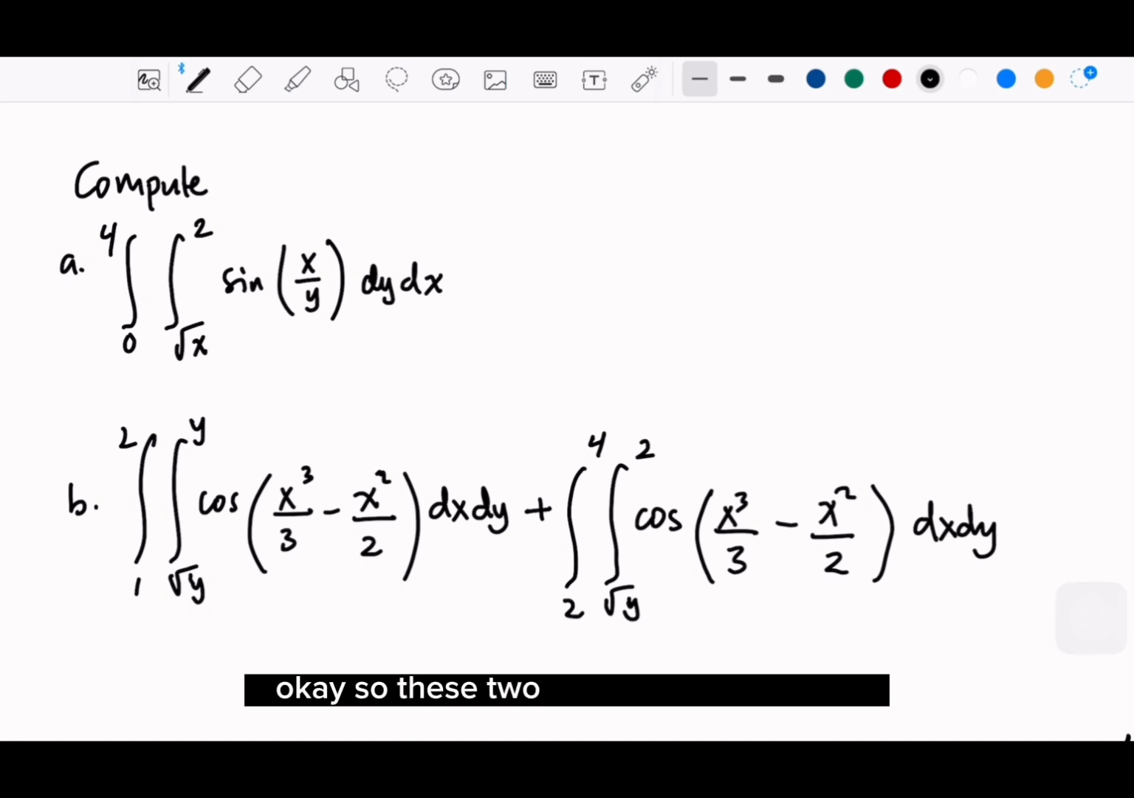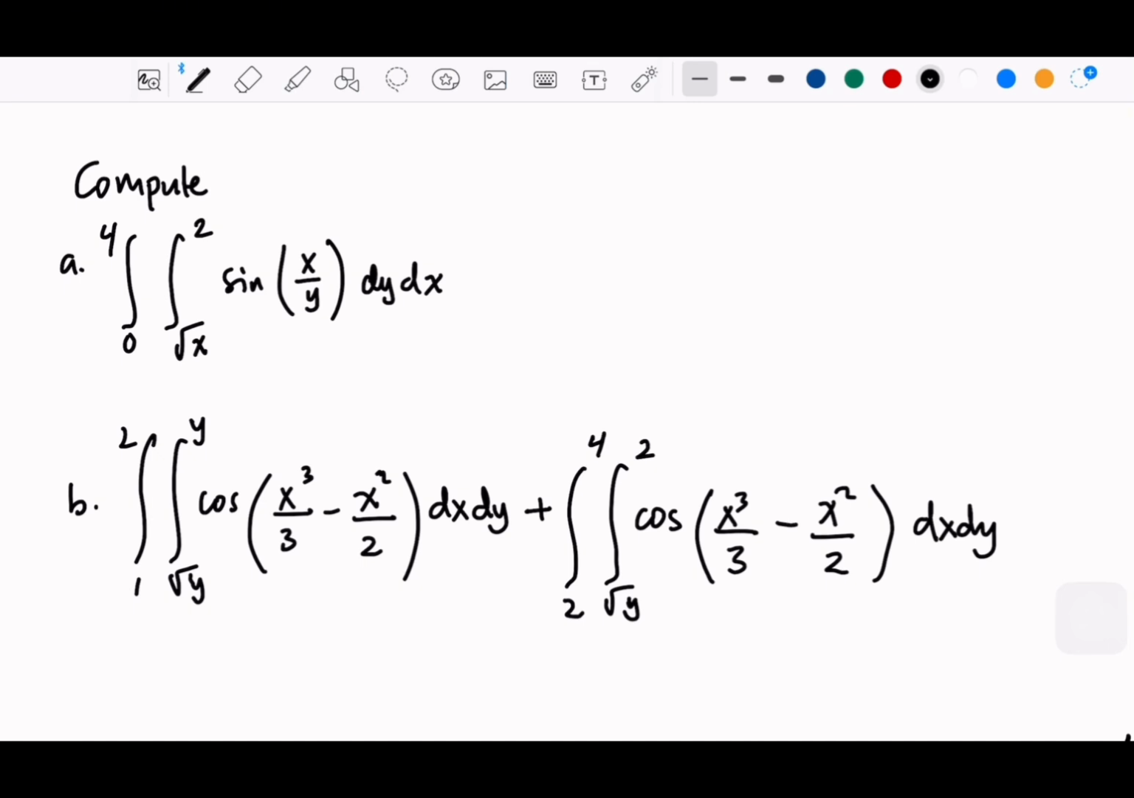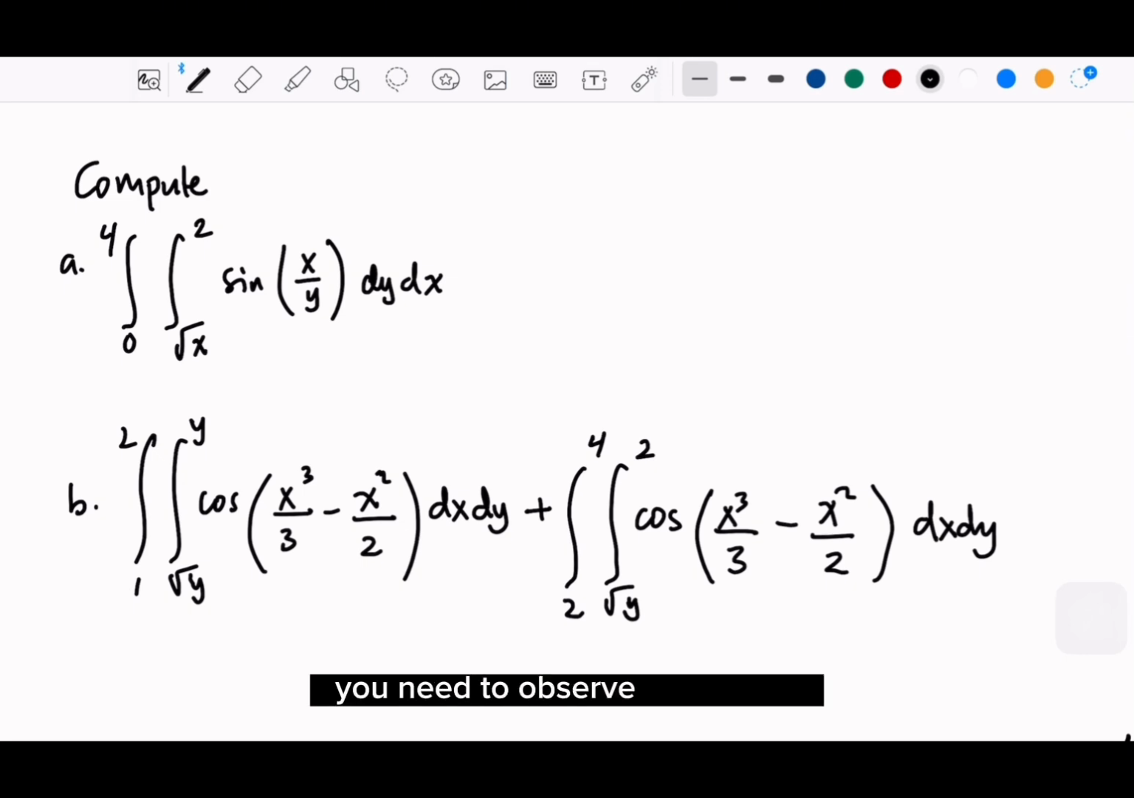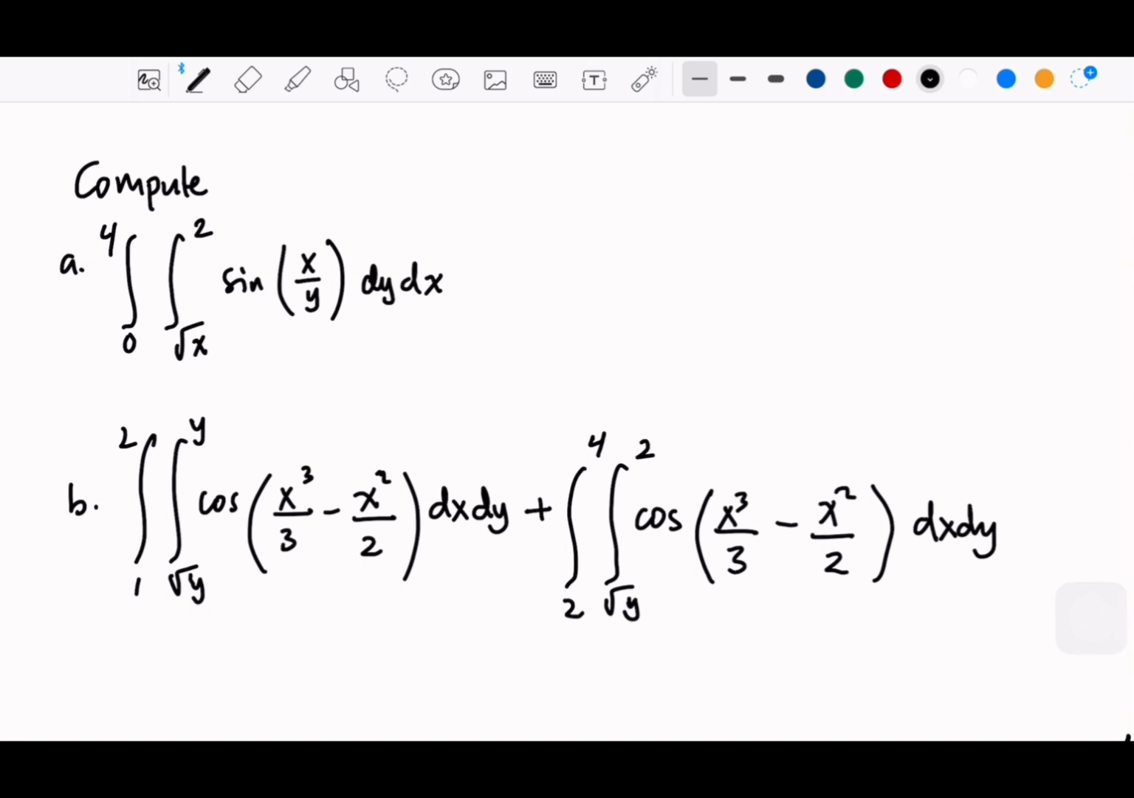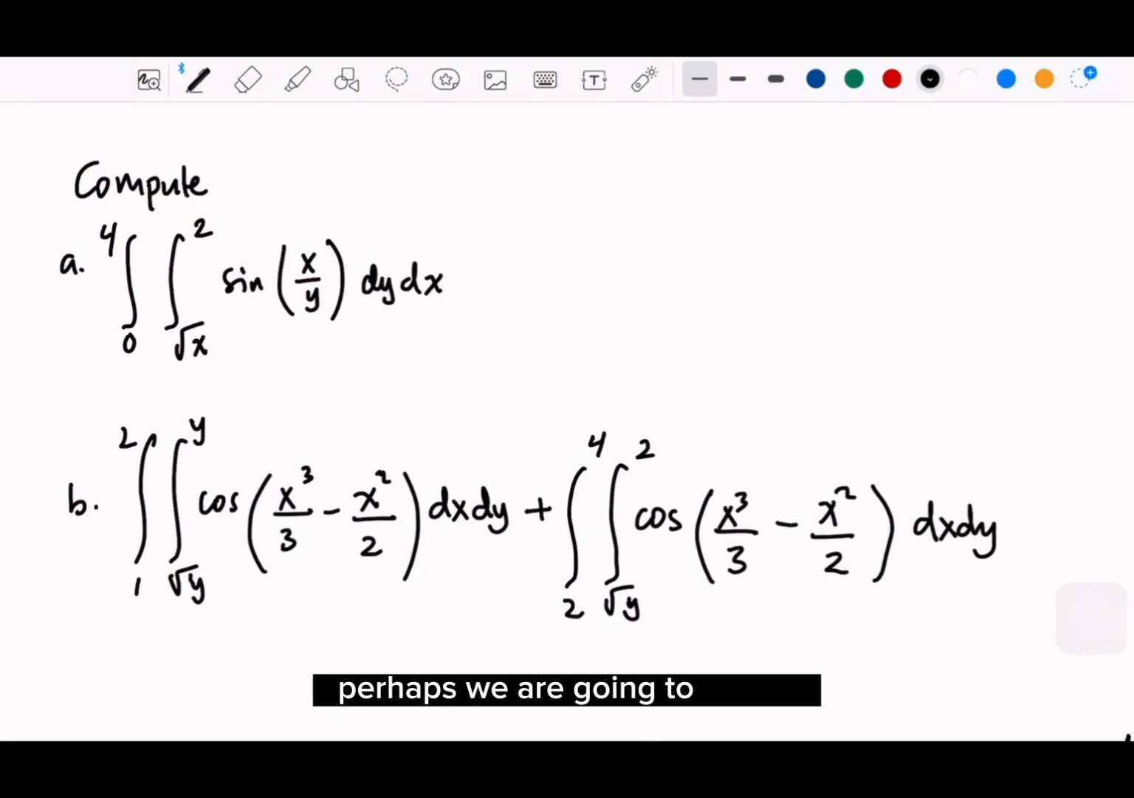Okay, so these two questions basically need you to observe more. Not all integrations can be directly calculated, as we mentioned. So sometimes we need to manipulate the integrals. If you look here, we are going to have the dy first, but it's having the over y, which seems to complicate our structure if we force the integration. So the wise method for both of these is perhaps to switch this.